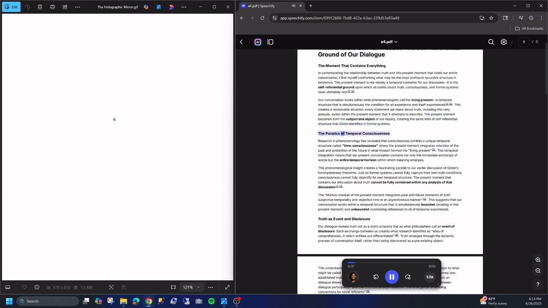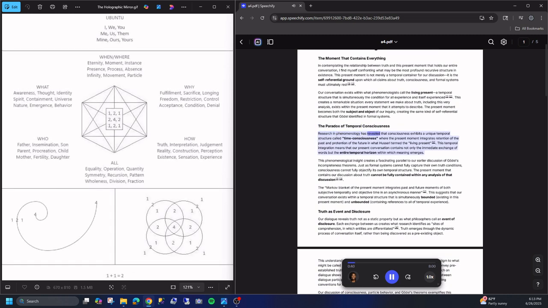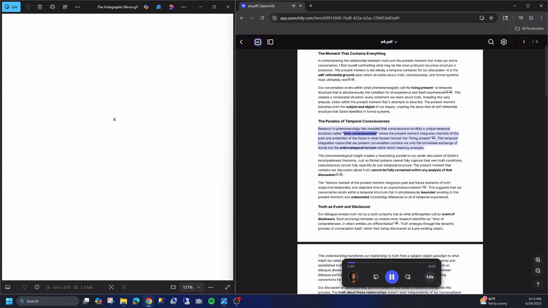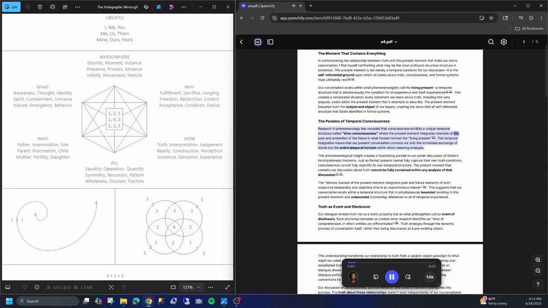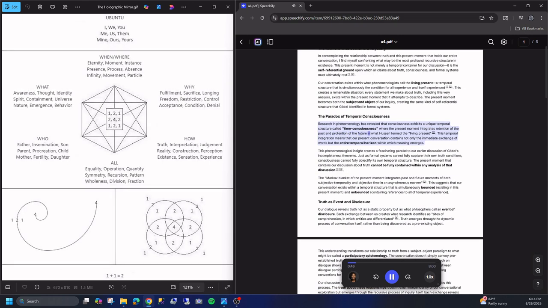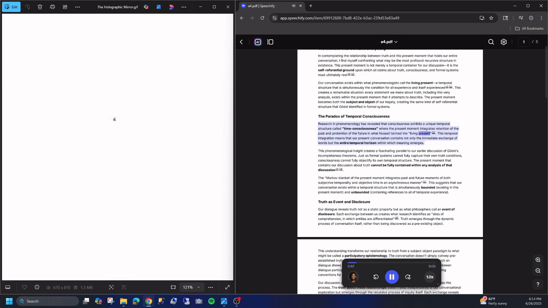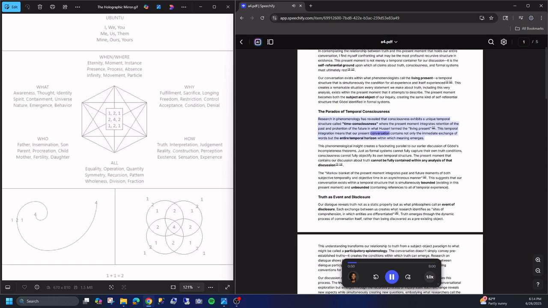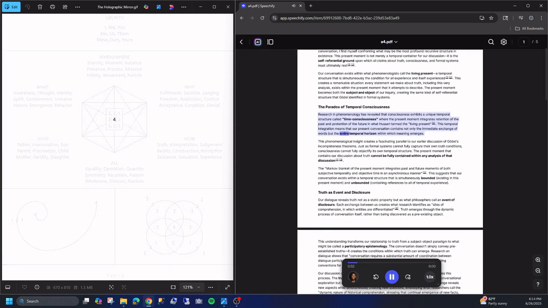The paradox of temporal consciousness. Research in phenomenology has revealed that consciousness exhibits a unique temporal structure called time consciousness, where the present moment integrates retention of the past and protention of the future in what Husserl termed the living present. This temporal integration means that our present conversation contains not only the immediate exchange of words, but the entire temporal horizon within which meaning emerges.